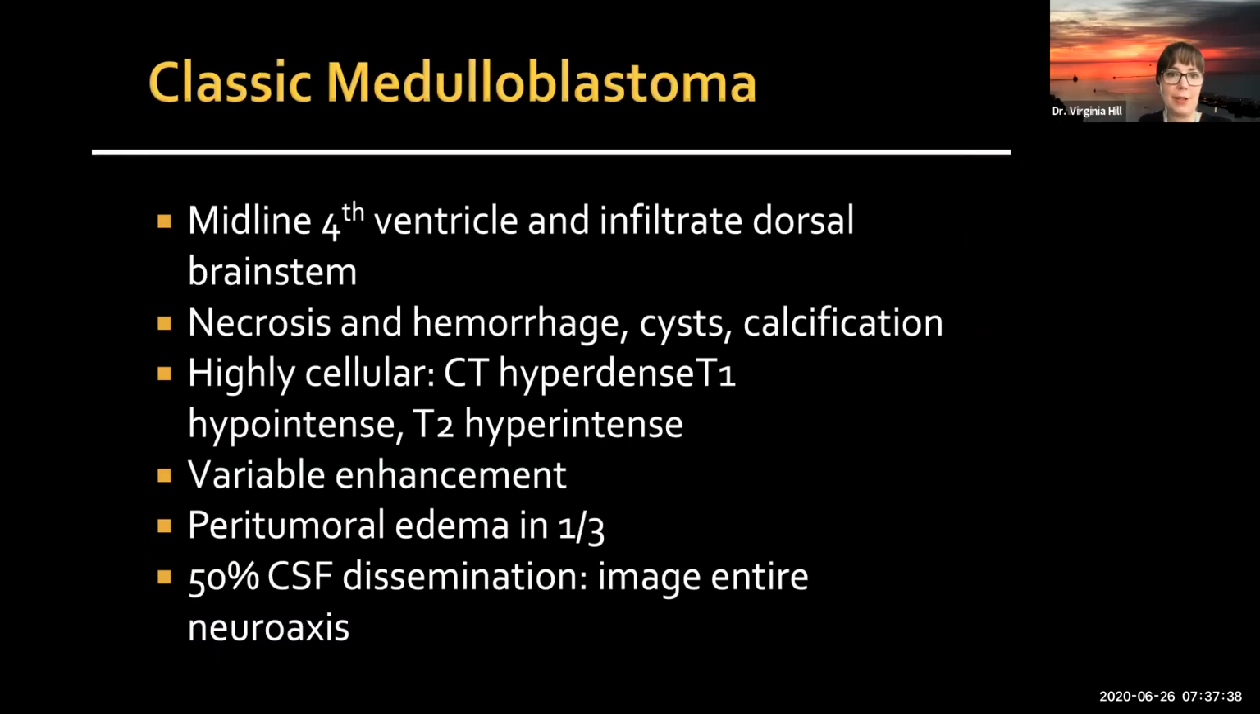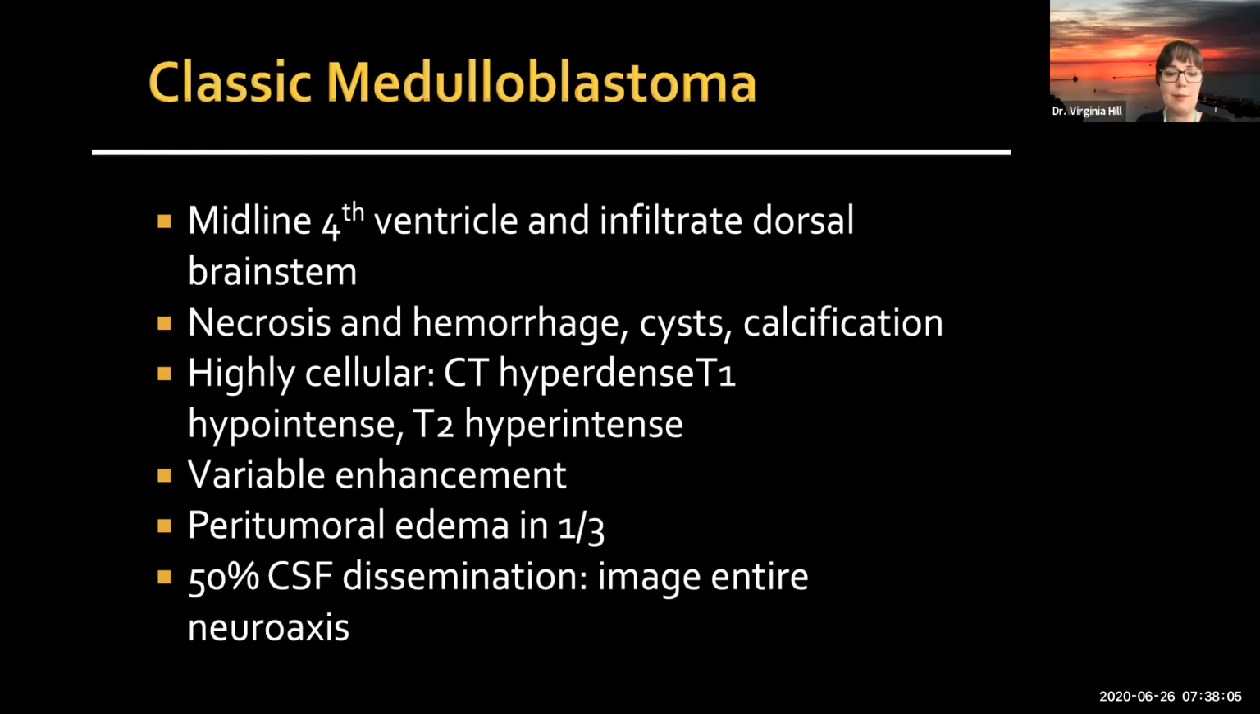The classic medulloblastoma occurs in the midline fourth ventricle and infiltrates the dorsal brainstem. There is necrosis and hemorrhage, cysts, calcification. They are highly cellular. Hyperdense on CT, hypointense on T1, hyperintense on T2. There's variable enhancement. You can have peritumoral edema in about a third, and 50% will have CSF dissemination at diagnosis.